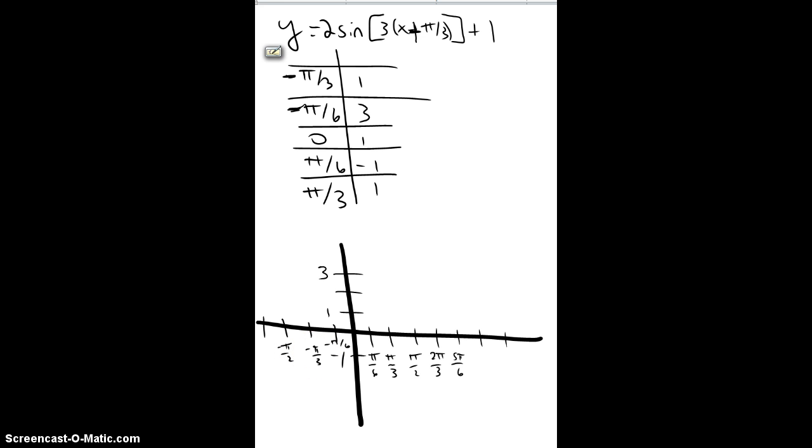I'm just going to grab some different color ink here. So negative pi over 3 is here, and I'm up at 1. Negative pi over 6 is at 3. 0 is at 1. Pi over 6 is at negative 1, and pi over 3 is, oopsies, didn't mean to do that, pi over 3 is up here at 1.